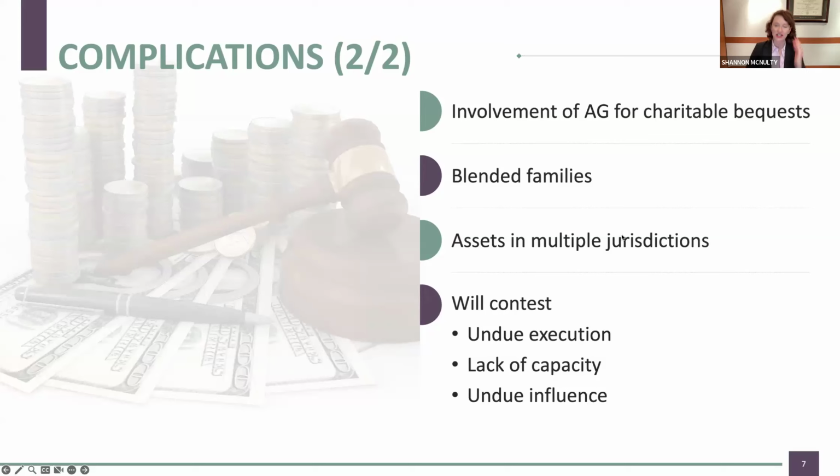Assets in multiple jurisdictions, particularly where we have real estate in multiple jurisdictions. Joe, do you want to explain kind of what happens in that case? Sure. So each state has their own rules involving probate, and they have their own protocols. So depending on where you have assets, if you have real estate in Florida and you have real estate in California, you have to go through probate in each of those states.